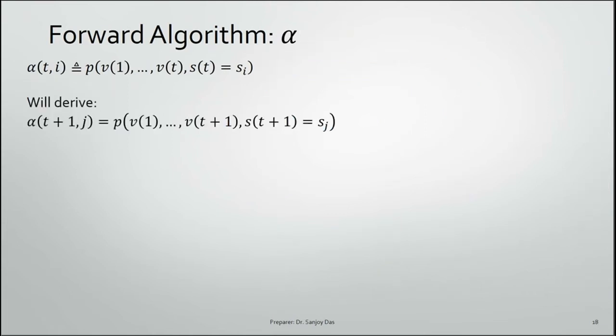And we will now derive from alpha ti an expression for alpha t plus 1 j, which is the probability of, by definition, the output sequence until vt plus 1 now, because we have an index t plus 1, and at time step t plus 1 the state St plus 1 should be equal to Sj, because the index is j in the argument. So now let's proceed to find alpha t plus 1 j in terms of alpha ti.